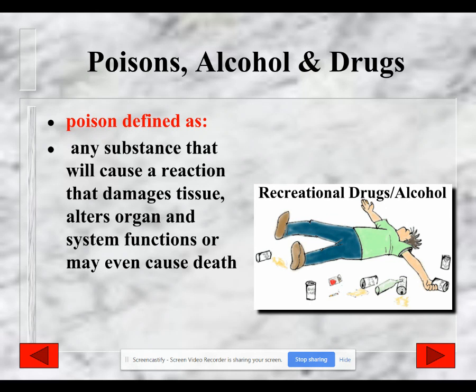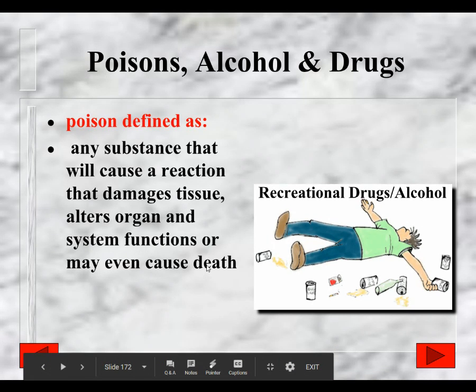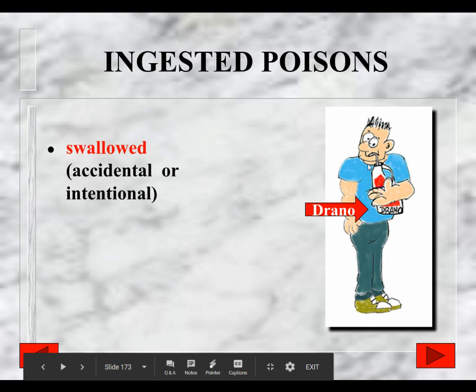So poison is defined as a substance that will cause a reaction that damages tissues, alters organ function or systemic function, and can cause death. Poison can be lots of different things. It can be something that you ingest, it can be something in the air, and it can be something that you come in contact with your skin as well. So just be sure that you are aware what a poison is.